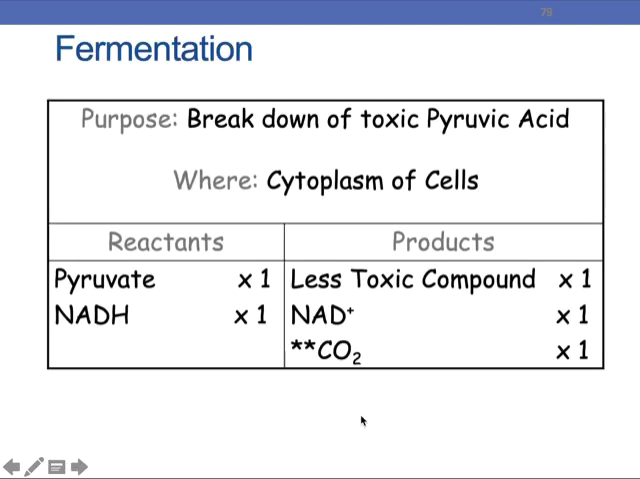So let's look at accounting for the energy in terms of fermentation. There's a breakdown of the toxic pyruvic acid. Fermentation occurs in the cytoplasm of cells. The reactants are your pyruvate and NADH. For the products, you have a less toxic compound. It could be lactic acid or it could be alcohol. And then you have NAD+, one of it, that is produced. But then you may have CO2 depending on what kind of fermentation it is. In alcohol fermentation, there is CO2 that is produced. In lactic acid fermentation, there is no CO2 produced.